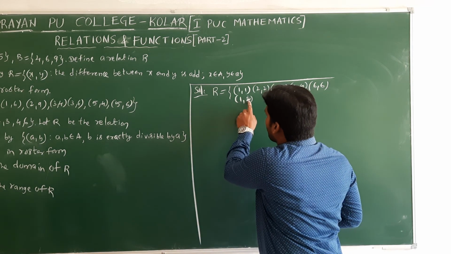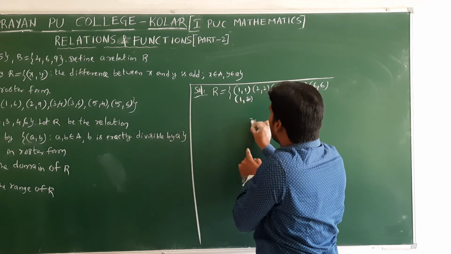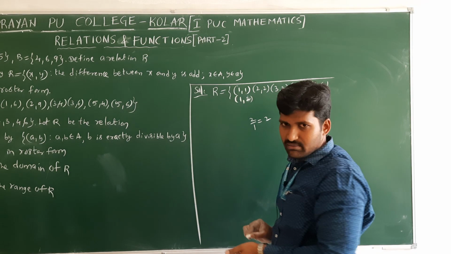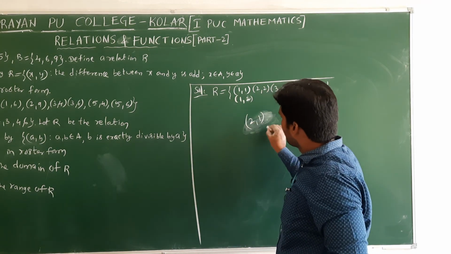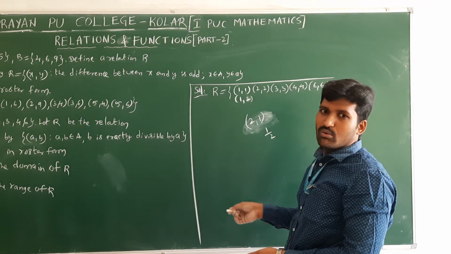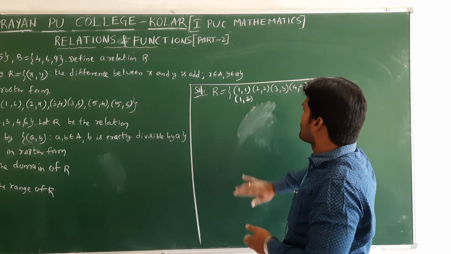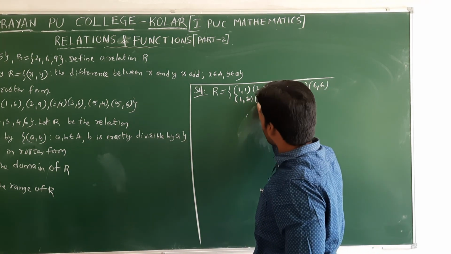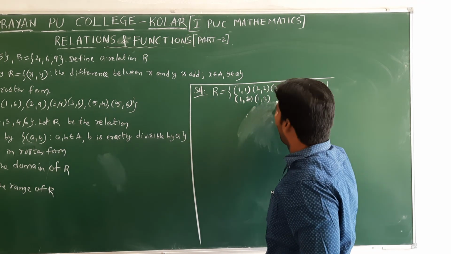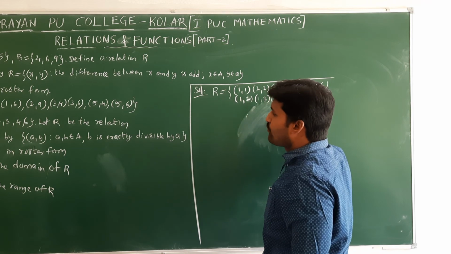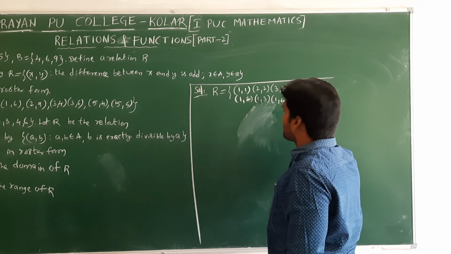What we need to get? B by A we need to get perfect. 2 by 1, perfect remainder. That's why 1 comma 2 is possible. Can I take 2 comma 1? Is 1 by 2 possible? No, it is not divisible perfectly. That's why 1 comma 2 is correct. Next, 1 comma 3 means what? 3 by 1, B by A. 1 comma 4, 1 comma 6.